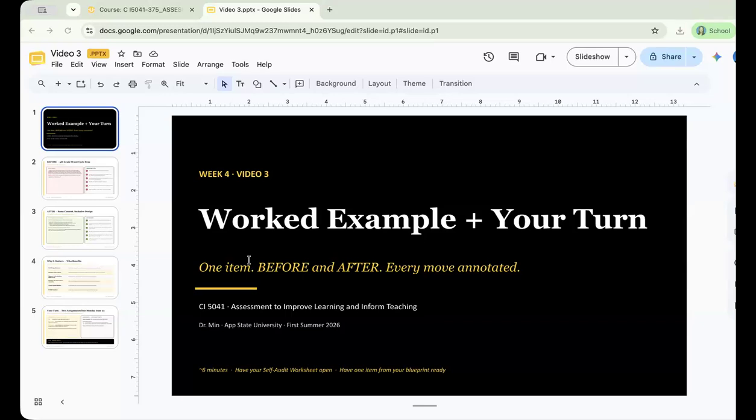After we walk through the example, I will point you towards your 2 week 4 assignments and give you a brief preview of what's coming in week 5.